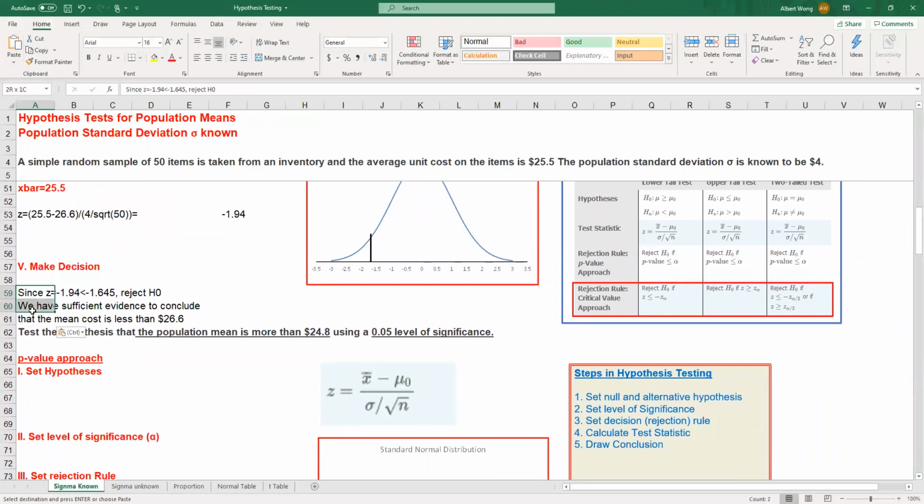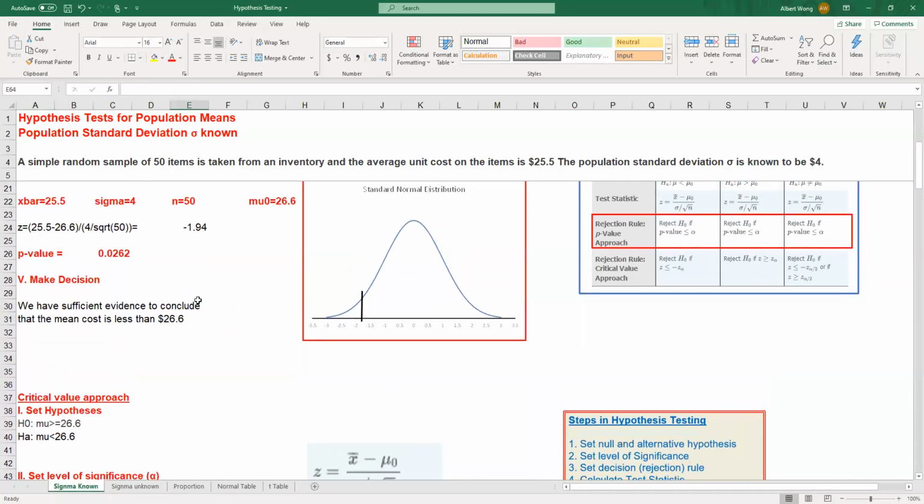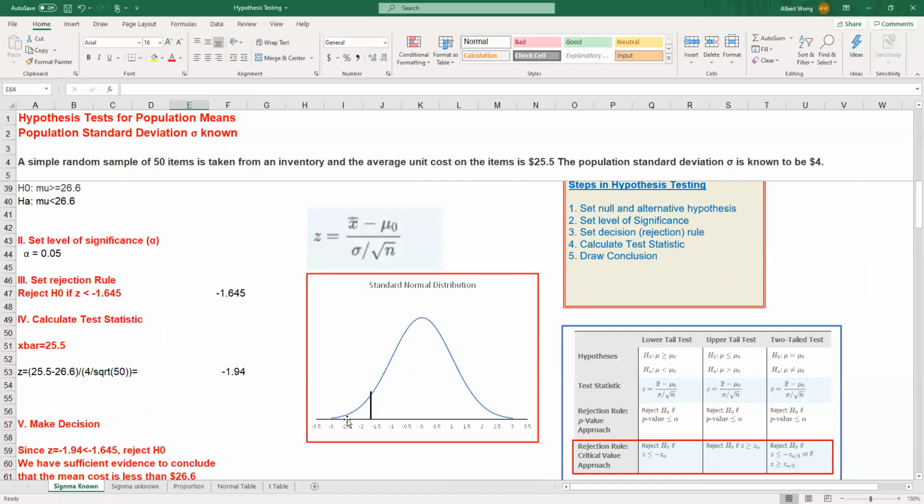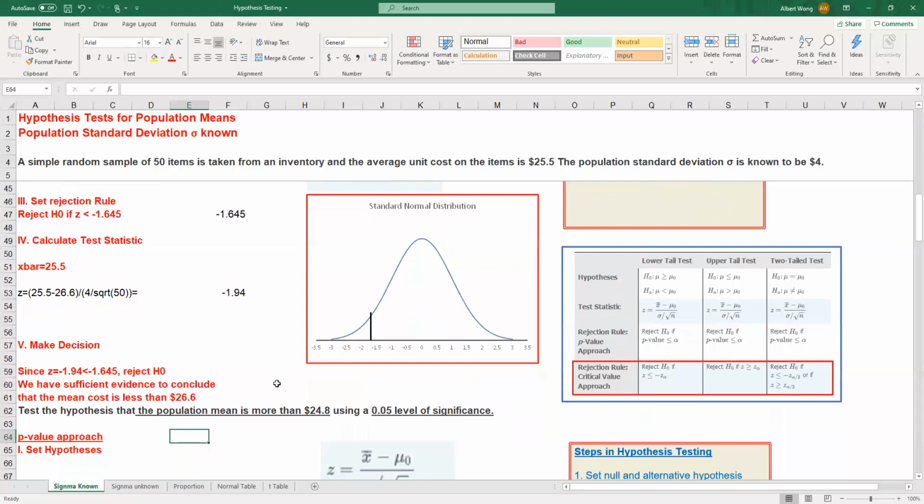The mean cost is actually less than 26.6. So you either compare the area in the p-value approach, or you compare points in the critical value approach. And in both cases, as you can see, it's really helpful to draw a picture so that you know exactly what you're dealing with. Drawing a picture is almost a must. It's much easier, as you can see, to draw a picture so that we know exactly what we're doing.